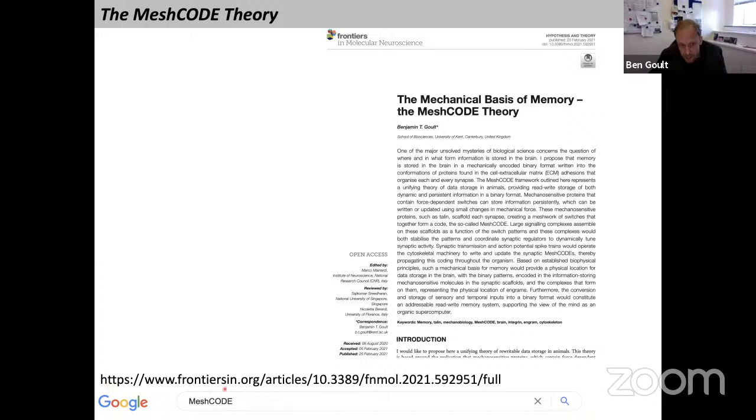So if you're interested, the paper's there. It's the top hit on Google currently for mesh code until someone tips it.